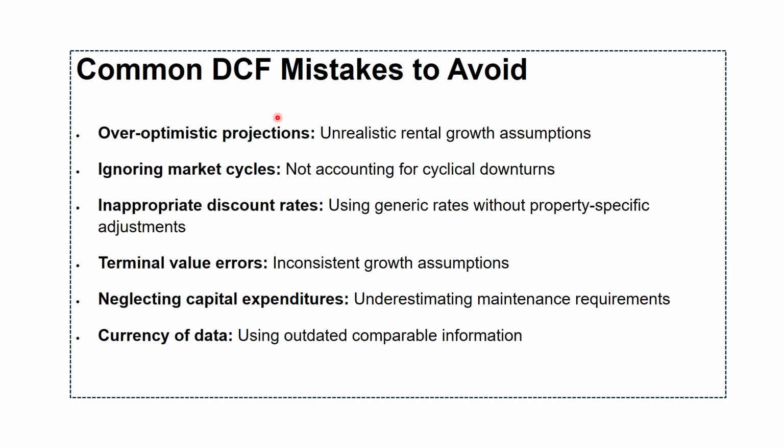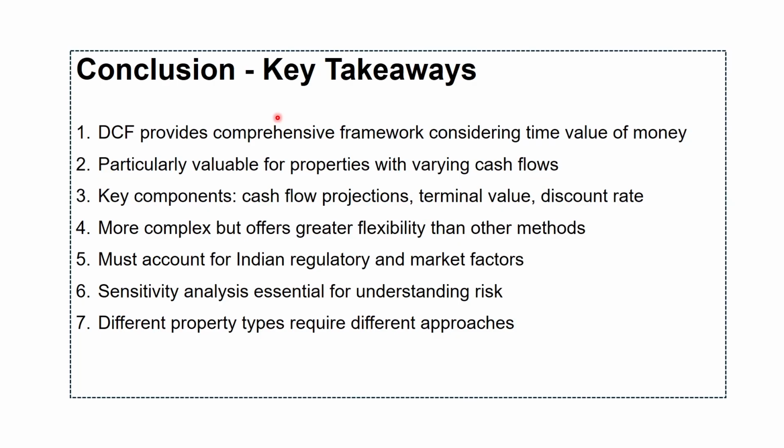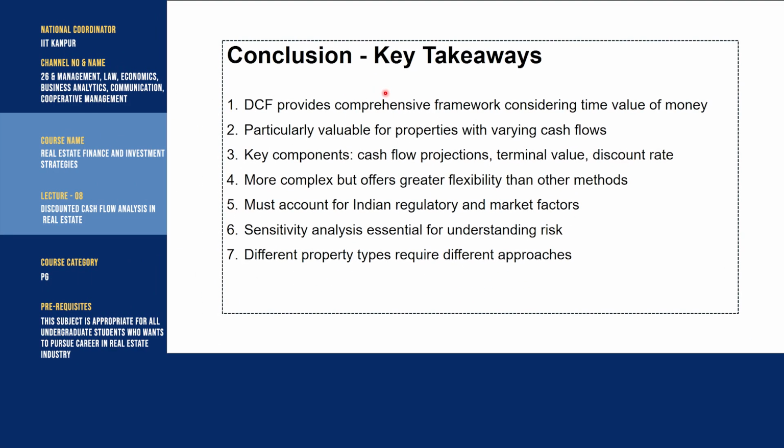Avoiding these mistakes requires disciplined analysis, conservative assumptions and regular validation against market evidence. Then coming to the conclusion, key takeaways. DCF provides a comprehensive framework considering the time value of money, particularly valuable for properties with varying cash flow. What are the key components? Cash flow projections, terminal value and discount rate. More complex but offers greater flexibility than other methods. Must account for Indian regulatory and market factors. Sensitivity analysis is essential for understanding risk. Different property types require different approaches. So that we should remember.